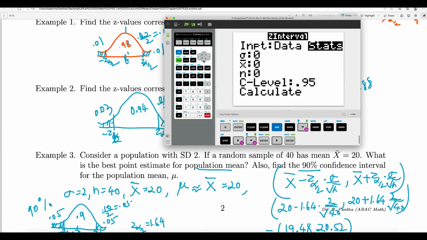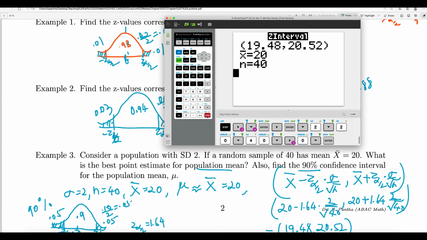What is sigma? Sigma is 2 in our problem, right? What is x bar? X bar is 20. What is n? n is 40. And what is the confidence level? We got 90%, right? Not 95, 90%. And if you hit calculate, hit enter, you get 19.48 through 20.52. You got that directly.